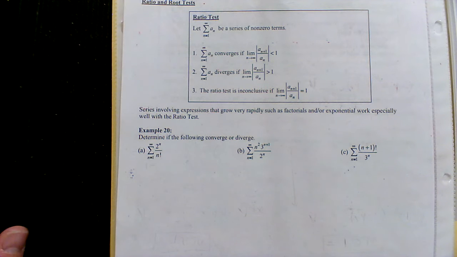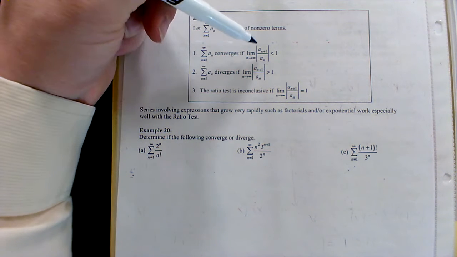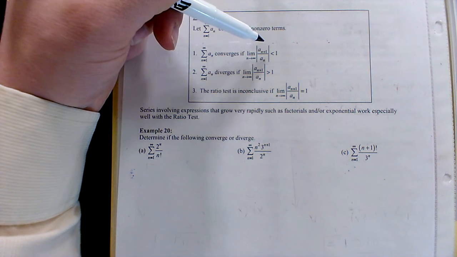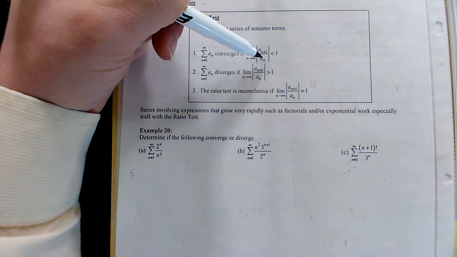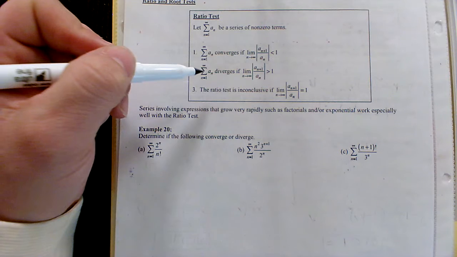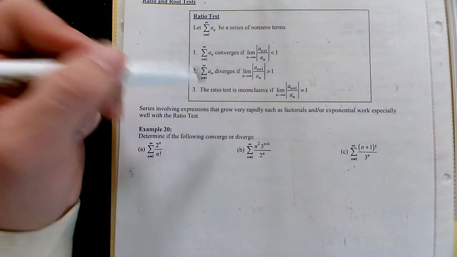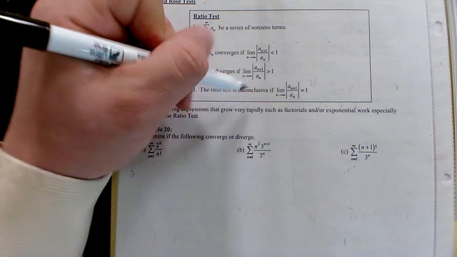Alright, so the ratio test. We have this infinite series of non-zero terms. Then the series converges if this limit is less than 1. This limit is of the a_(n+1) term over the a_n term. But it diverges if that same limit is greater than 1. And if it's equal to 1, we have this inconclusive.